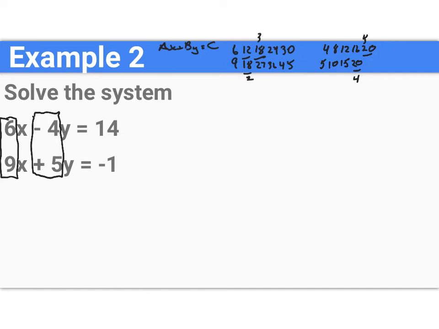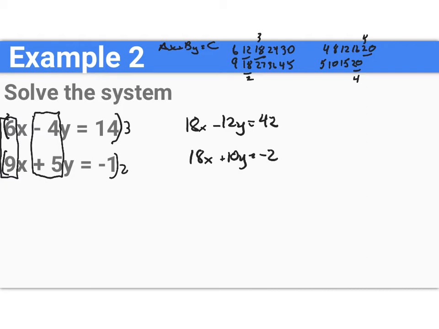So we're going to eliminate the x's. We're going to multiply by 3 on this one, and then 2 on this one, and make equivalent systems. 3 times 6 is 18x, minus 12y. 3 times 14 is 42. 2 times 9 is 18. 2 times 5 is 10.